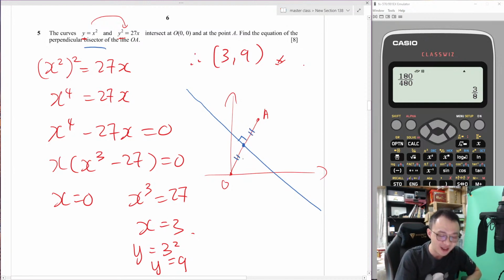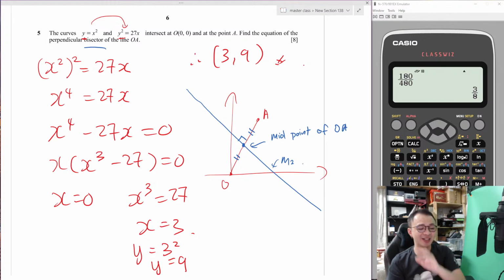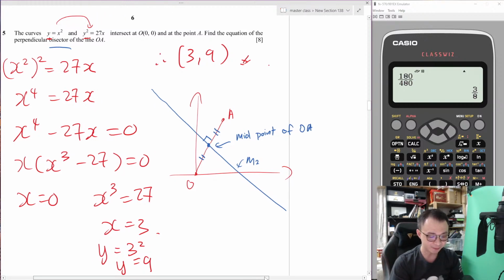This is what we mean by bisector. So therefore, I want to find two pieces of information. First, I want to find the midpoint of OA. Second, I want to find the M2, which is the perpendicular gradient of OA. So this is what I always need to find when they ask about a perpendicular bisector: the midpoint and the second gradient. Okay, got it? If you got it already, then I will just start doing here.